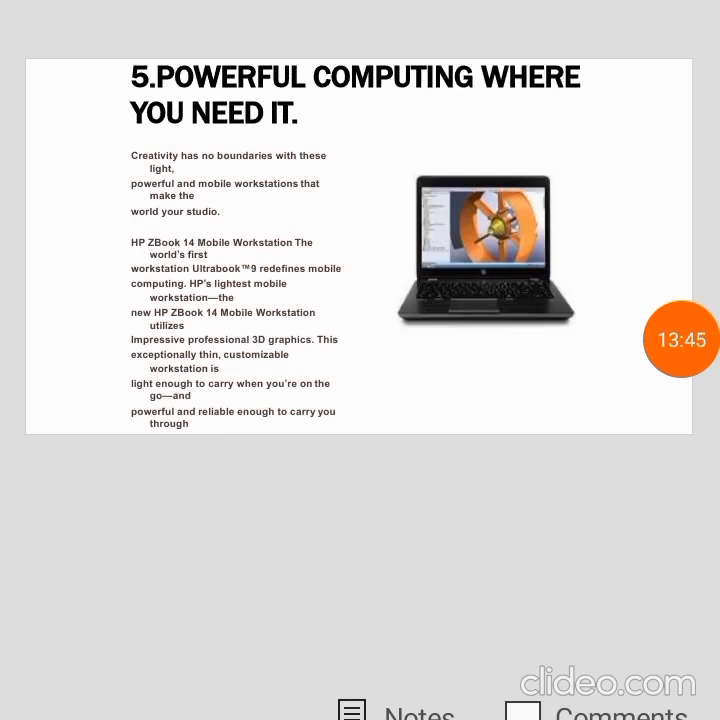Powerful computing where you need it. As we know, workstations are very powerful and can perform various tasks very easily without any hanging, as a regular computer or CPU cannot perform that work easily.